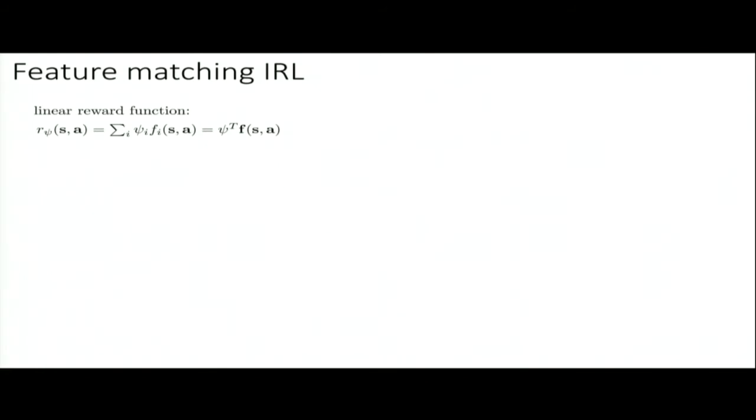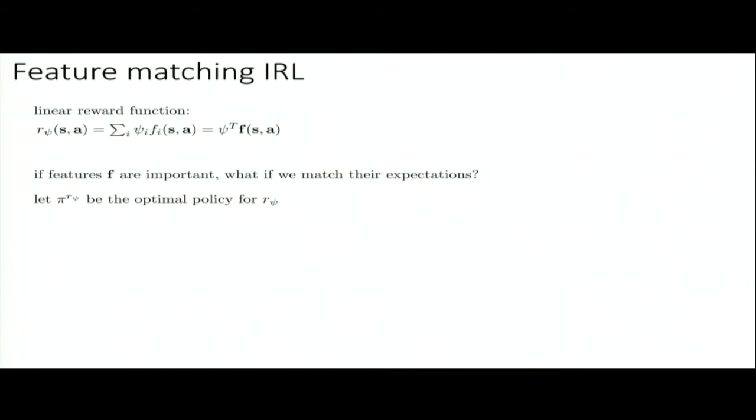And then you might say, well, what makes a policy that behaves similarly to the expert? Well, if the f's are the things that you really care about, maybe a reasonable thing to do is to say, what if you match the expectations of f's? So if the expected values of the f's for the learned policy are the same as the expected values of the f's for the expert policy, then we've matched the relevant parts of the behavior. So if we let pi superscript r psi be the optimal policy for r psi, so this is the policy that you get if you optimize r psi, then we can write down this expected feature matching as follows.